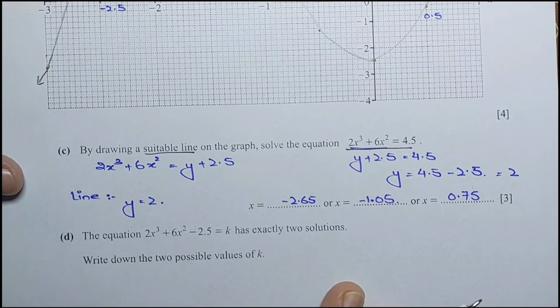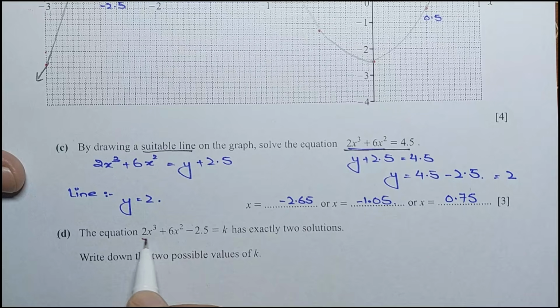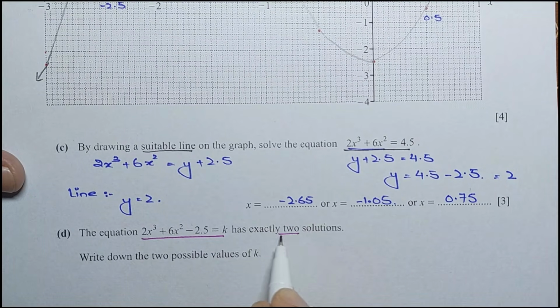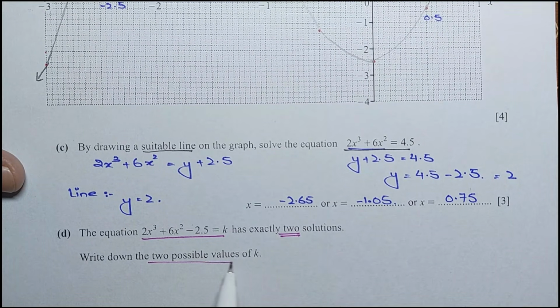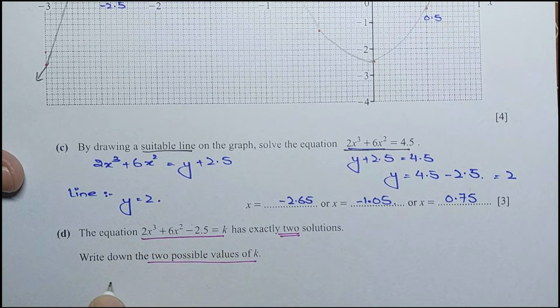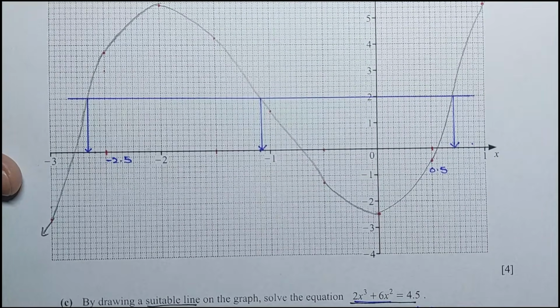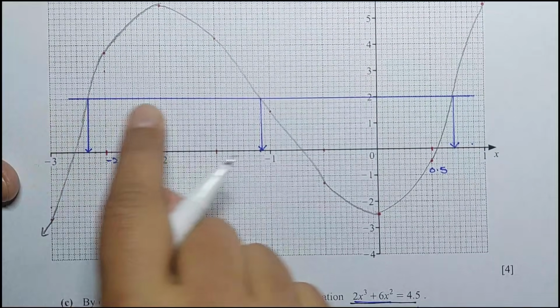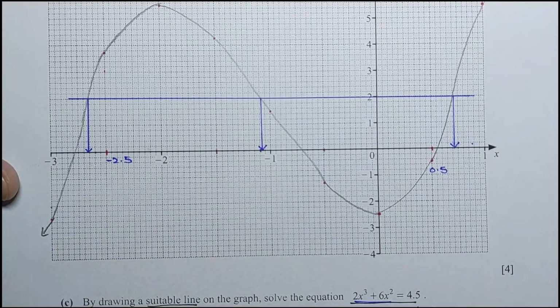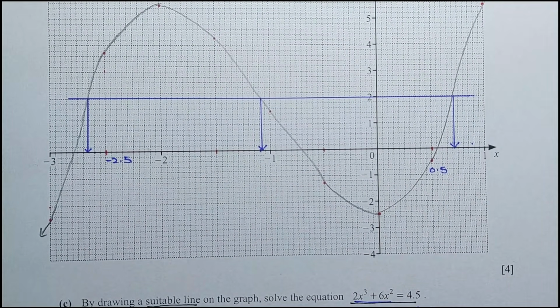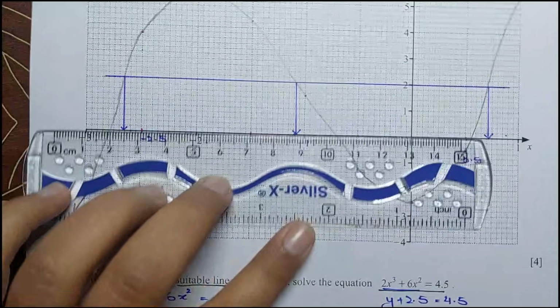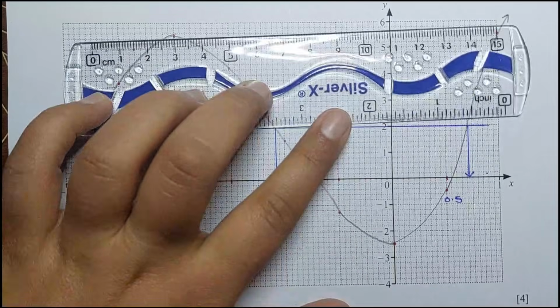Now, part D, the equation has exactly 2 solutions. Write down the possible values of k. This has exactly 2 solutions. This is basically equal to y, so y equals k. At what k value does it have 2 solutions? As you can see, when you draw y equals 2, it has 3 solutions, right? So we have to find the possible value of k.